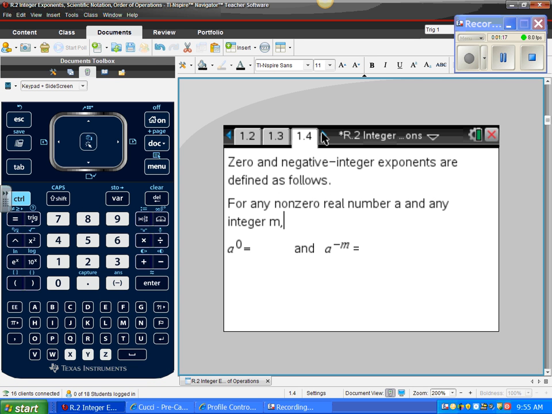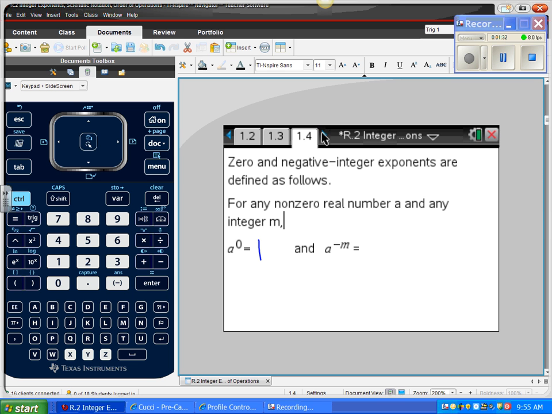All right, so 0 and negative integer exponents are defined as follows. For any non-zero real number a, and any integer m, anything to the 0 power is, and please don't say 0, 1. Okay, so a to the 0 power is 1. Anything to the 0 power is 1. And a to the negative m, we know that we don't necessarily care for those negative exponents. We like them written as positive exponents. So we're going to rewrite that as 1 over a to the mth power. Okay, so there's our 0 and our negative. We'll do more work with this after.